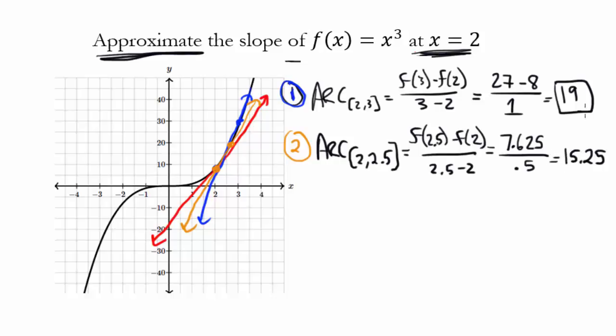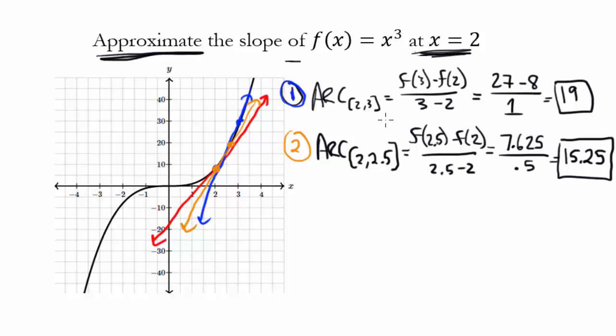So this looks like 15.25, which is different from 19, right? It's closer to what we want. We want a slope that's a little less than 19, right? So it's closer to the slope at x equals 2, but it's not quite there yet. Can we get a better approximation? Well, sure we can.